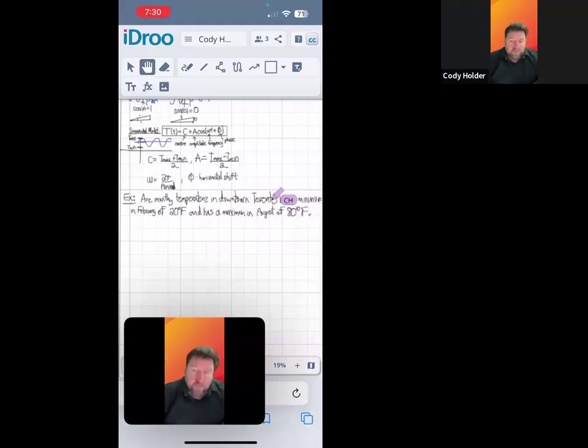Then, of course, assuming that temperature is a nice sinusoidal model, which it isn't, this is just a model for reality. It's not actually going to be the right answer, right? It's just an estimate or a prediction.